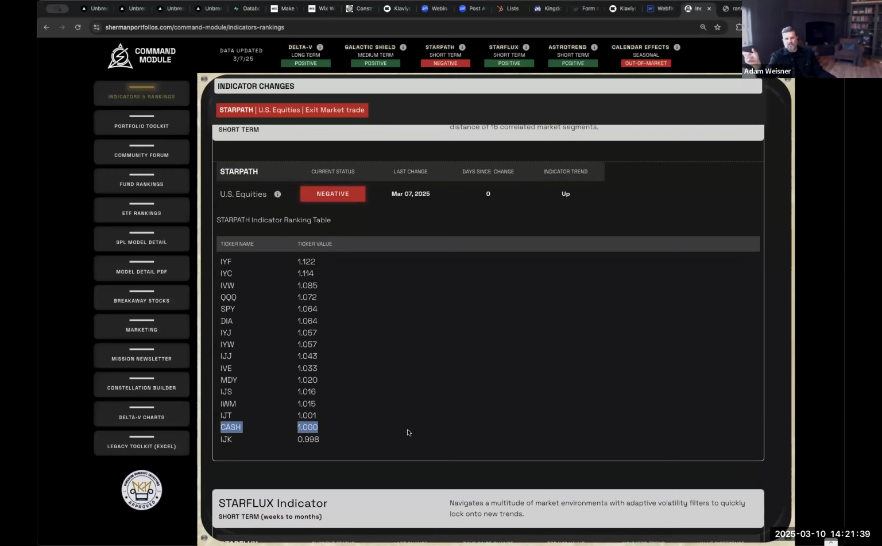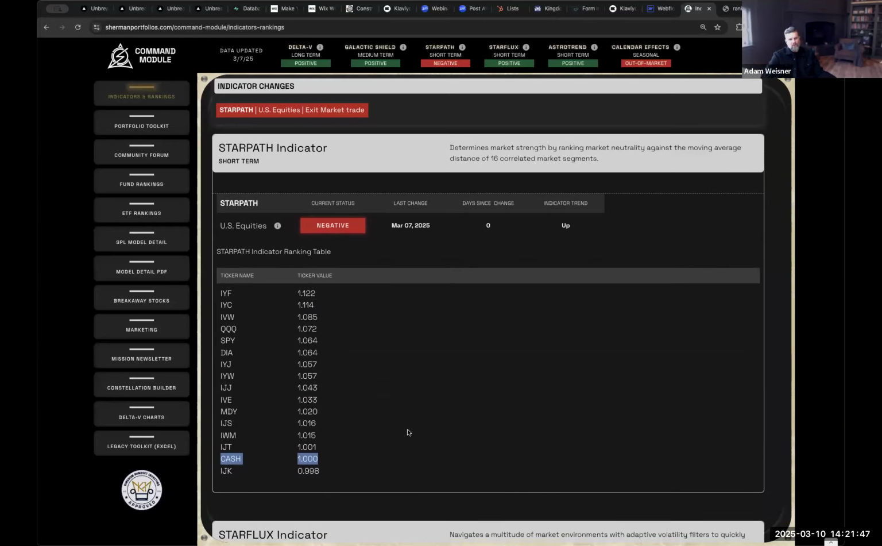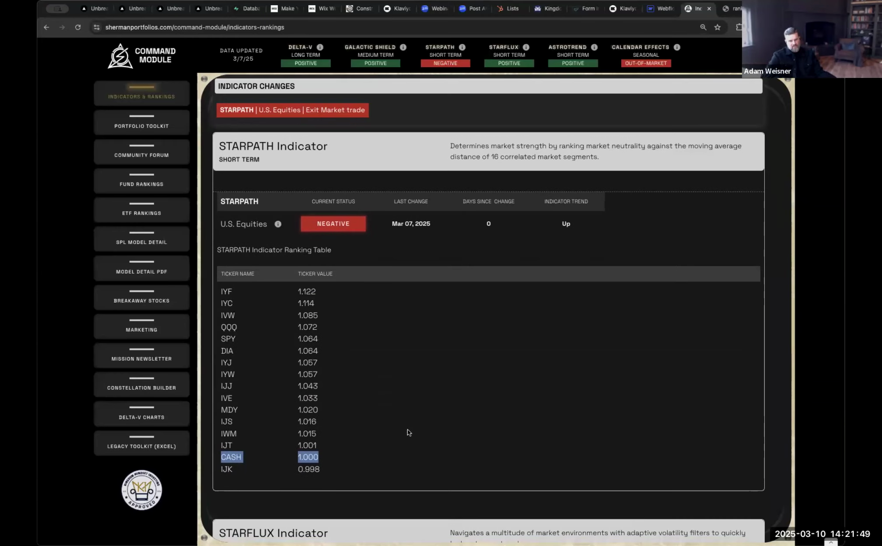This was just in the mission newsletter previously, so you'd have to go into the PDF to see it, but now you actually can see it right here on this indicators and rankings page, and you can see where cash is right there. You can see IJK at 0.998, which is what Tony kind of shared in his presentation today, and so you'll just want to watch that day to day.